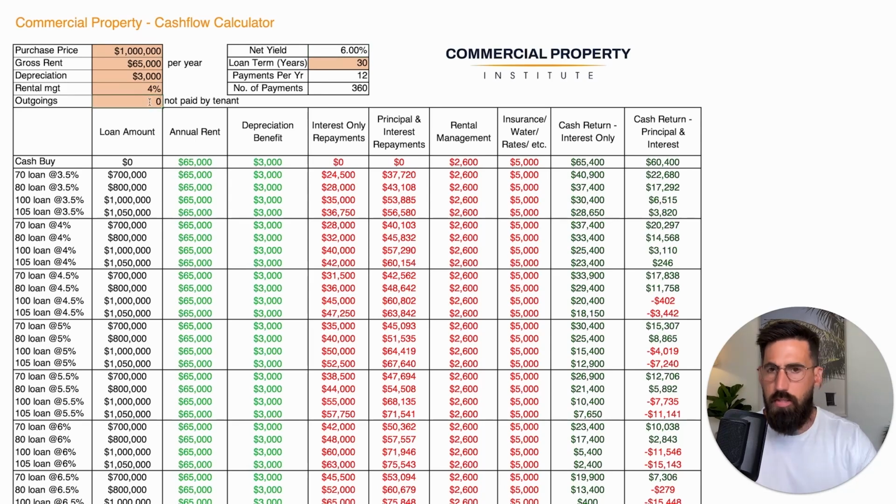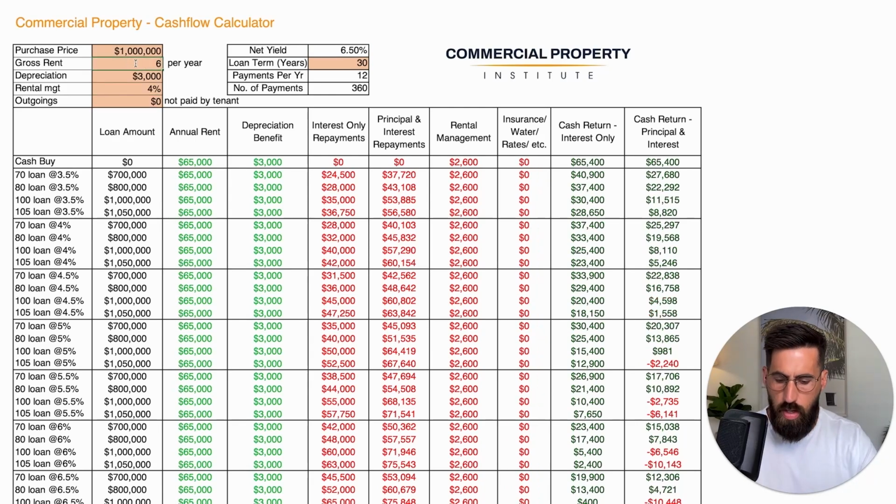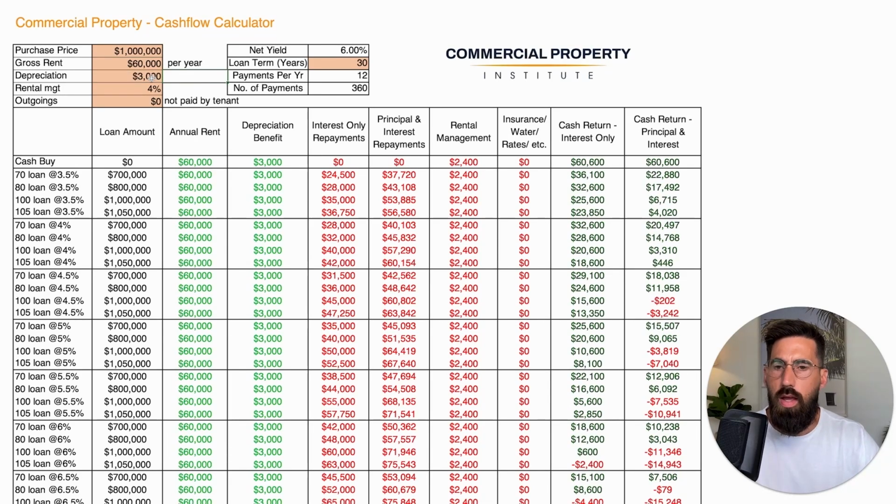So let's just pretend we got a 6% net yield and it was a net lease, so the tenant looked after all the outgoings. The depreciation is what you get back at tax time after Mr. Accountant does all his magic. On newer properties, that might be a $5,000 to $10,000 figure for a $1 million purchase. On a 30-year-old property, it might be zero, for instance.